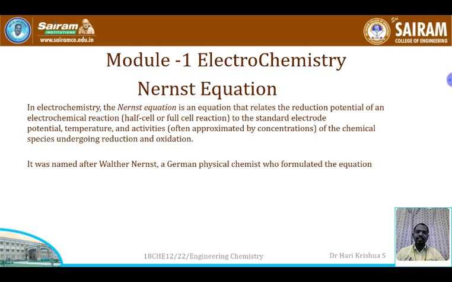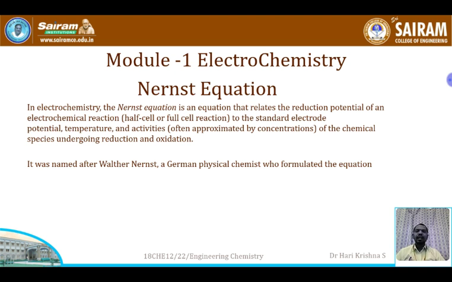So what are redox reactions? Redox reactions are reactions where oxidation and reduction occur simultaneously. We have discussed what oxidation is. Oxidation means loss of electrons. Reduction means gain of electrons. If these two reactions occur simultaneously, then it is termed a redox reaction.